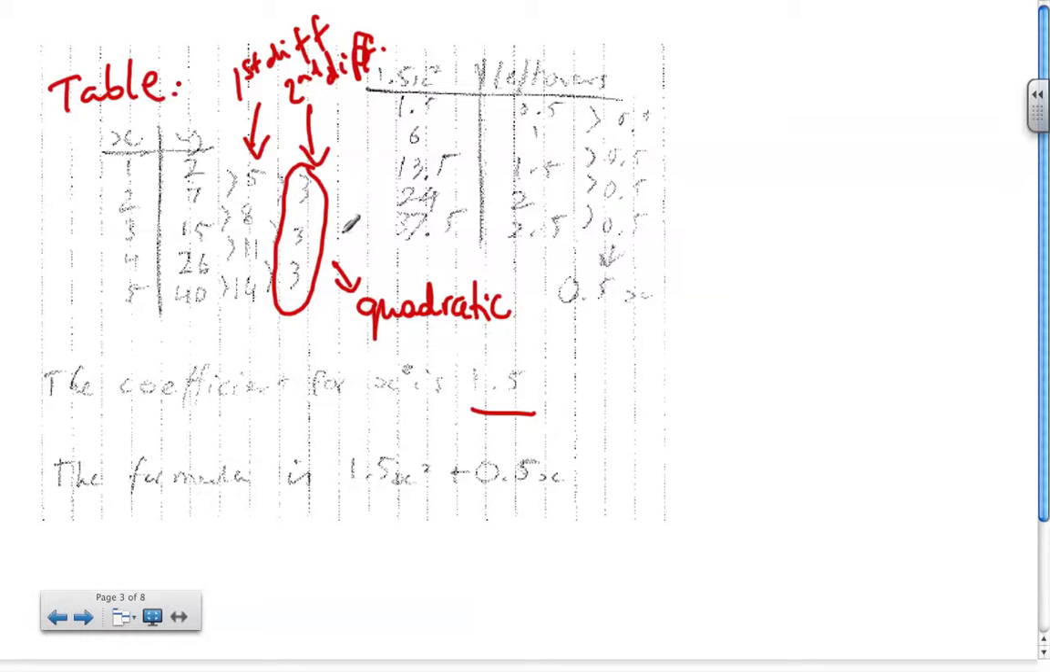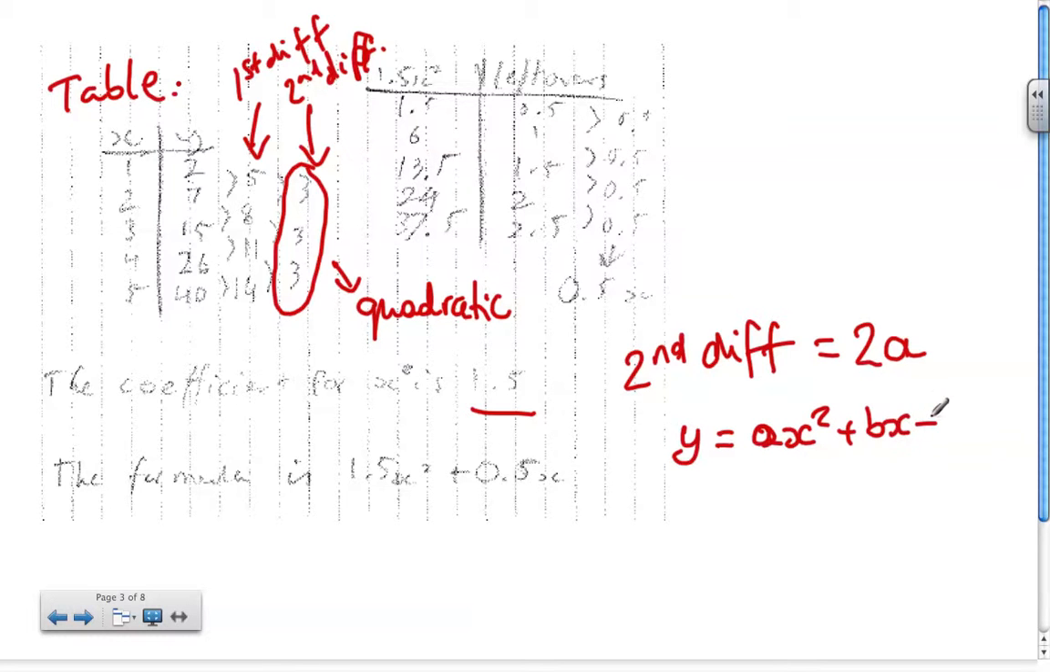And that number needs to be halved in order to get the coefficient, because the second difference is double the coefficient of x squared in the formula y equals ax squared plus bx plus c. If you're generalizing, that number is double the coefficient. Yeah? Okay, that makes sense now.